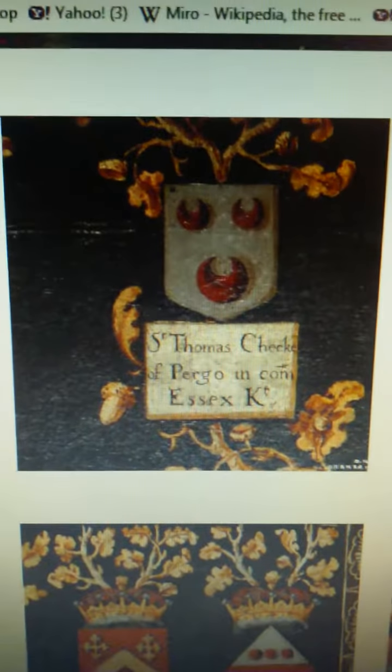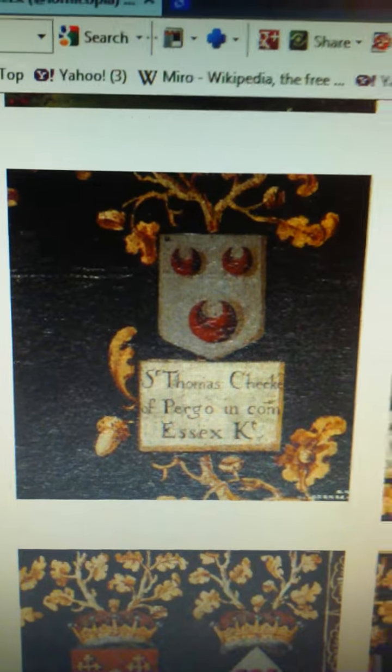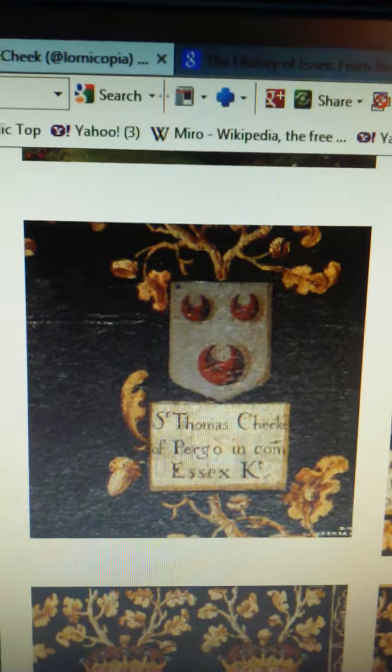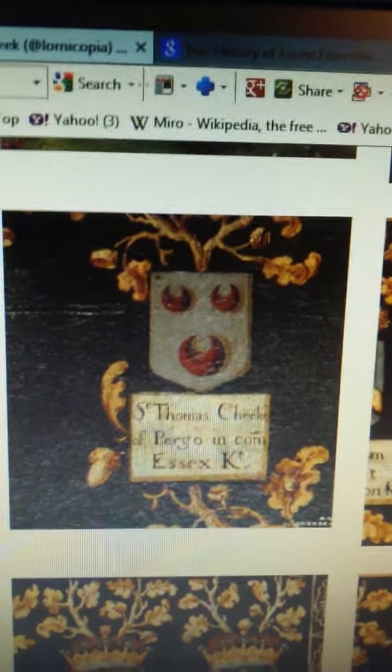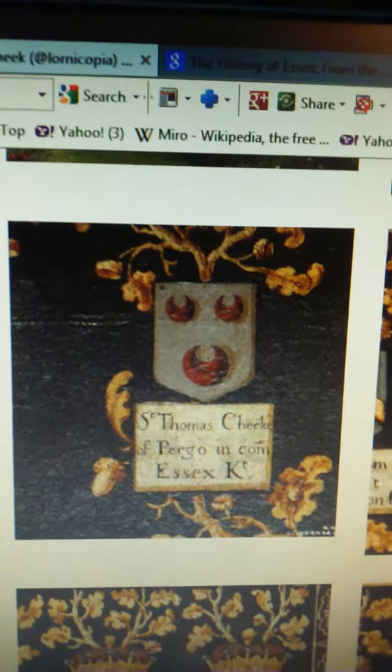But what I want you to pay attention to is the three crescents that are red. They call that gul, which is from Latin for blood. And then they have the argent background, which is Latin for silver. And argent was represented as white or silver. They didn't usually paint silver because it was too expensive and it tarnished. But that was what it was supposed to represent.